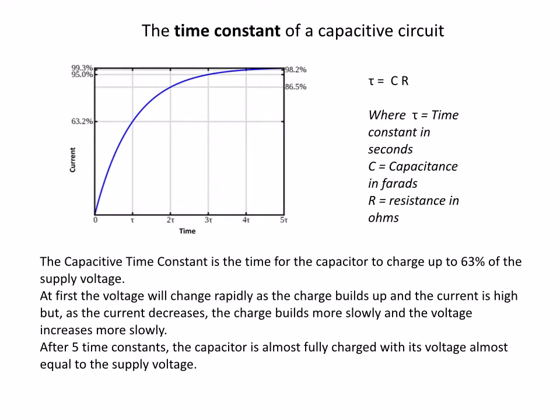The time constant of a capacitor is an indication of how long it takes for the voltage on the capacitor to rise to maximum. The time constant is C times R, the capacitance times the resistance. That will give us the time in seconds for it to reach 63.2% of its maximum charge. It's going to take 5 times that time to reach fully charged. So after 5 time constants, it's fully charged.